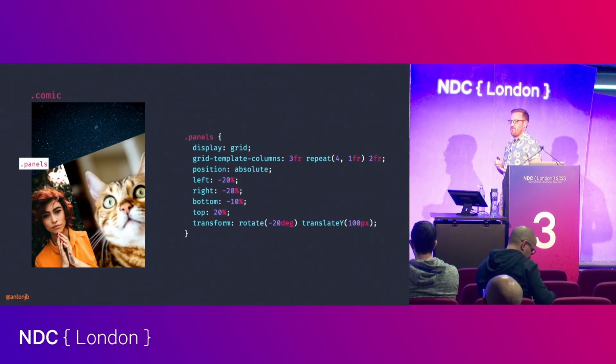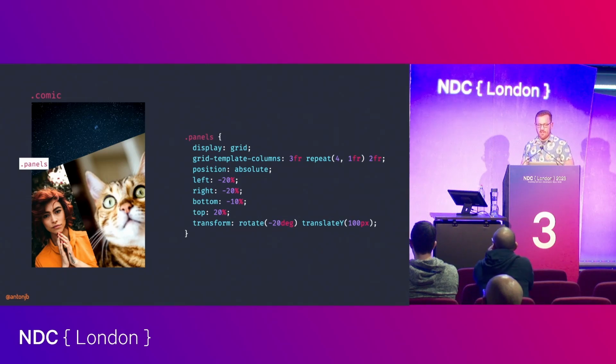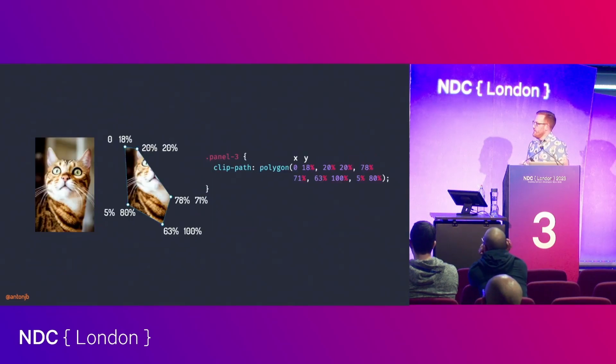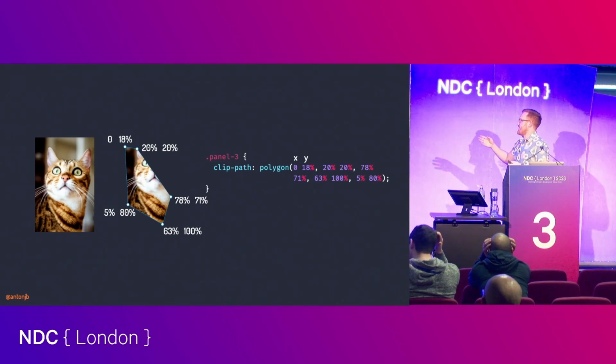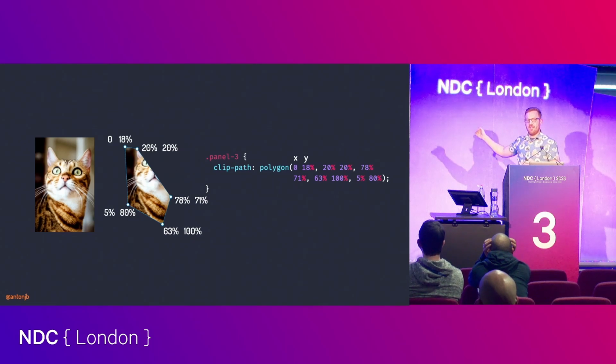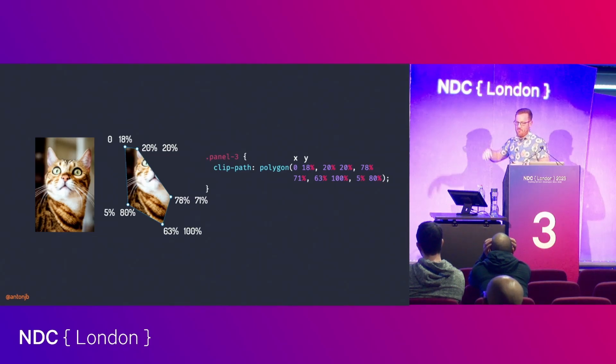We want to get the shape of the panels that we were talking about, and this is where clip path comes in. So clip path code looks like this. We have our cat, and we're like, okay, cat, we only want to see this part of you. So we can say clip-path: polygon, and we have an X and a Y value for each one of the nodes that goes along. So 0 18, 20 20, 78, and we make our way around.